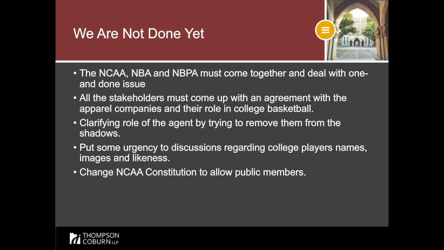All the stakeholders must come up with an agreement with the apparel companies and their role in college basketball. They still need to sit down with a group of agents and clarify the role of the agents in this whole process. They still need to deal with the issue of using college names, college players' names, images, and likeness, and who shares in the profits from those. And they needed to change the NCAA Constitution to allow public members.